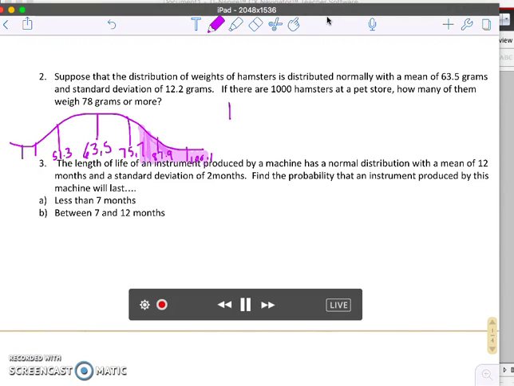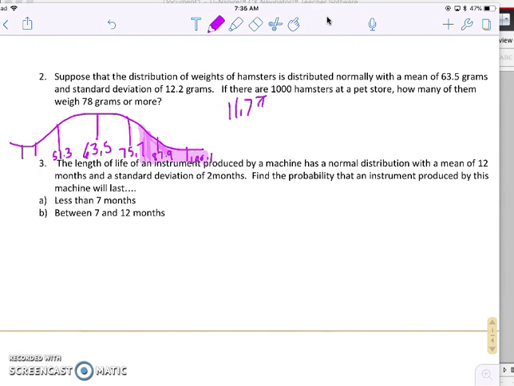So that is 11.7%. So if there are 1,000 hamsters in a pet store, how many of them weigh more? We would just do 1,000 times 0.117. And I'll leave you to type that into your calculator to see what that is.